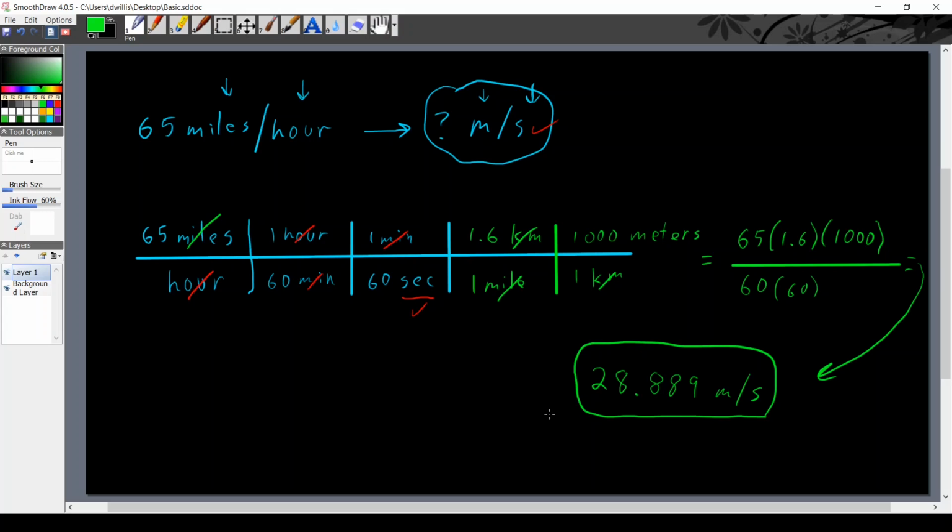So if someone is traveling around 30 meters per second, that is very close to 65 miles an hour. It would actually be a little more. So 30 meters per second would be very close to 70 miles per hour. All right. I hope that was helpful, and we'll let you work through your practice. Let me know if you have any questions.